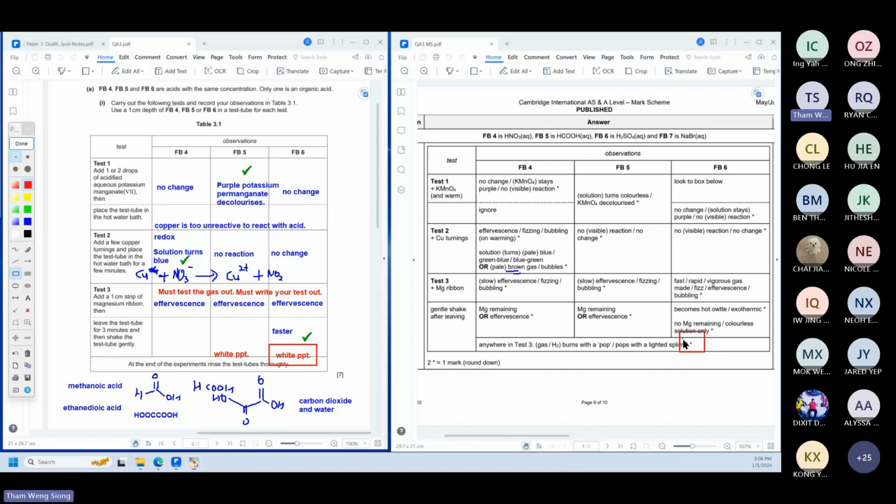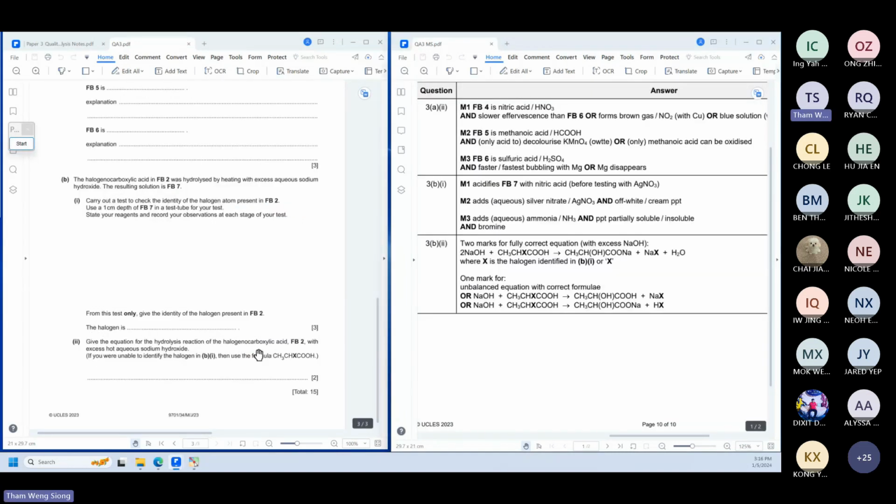You go and put gas turned lime water cloudy. Will they minus your marks? No, they will not minus your marks. They just won't give you this 1 mark only. So whenever you write effervescence, don't care what you do, always write in the gas. Just write the test out, even if no time to run the test. This one I'll leave it for you guys to figure out.